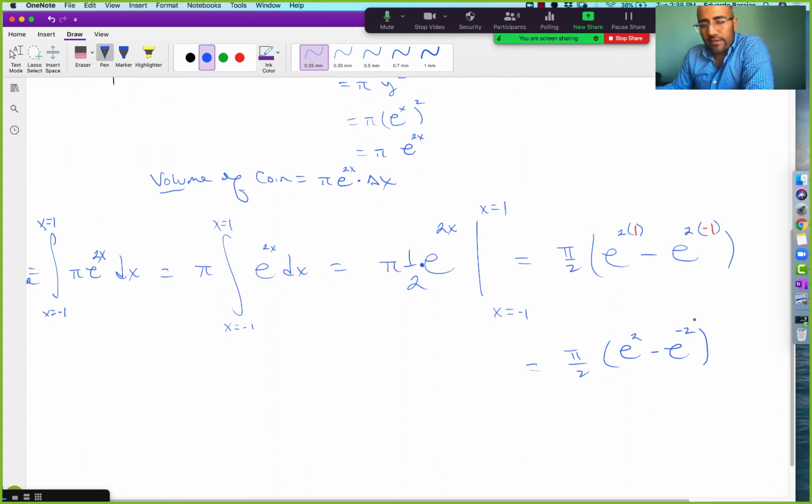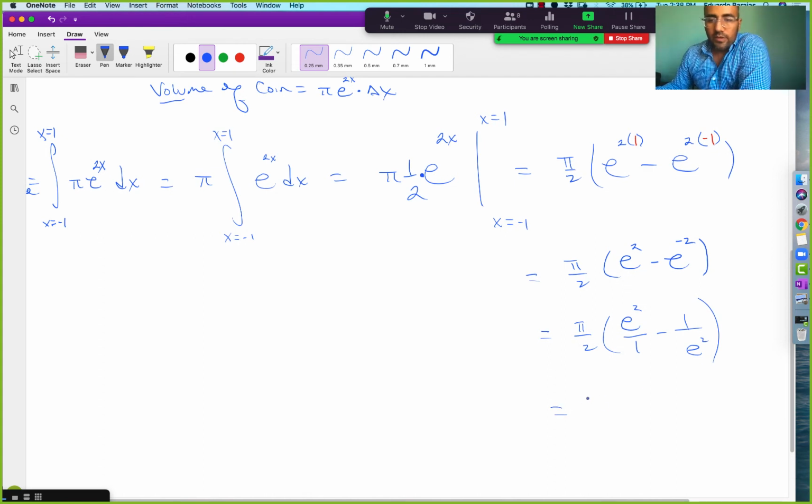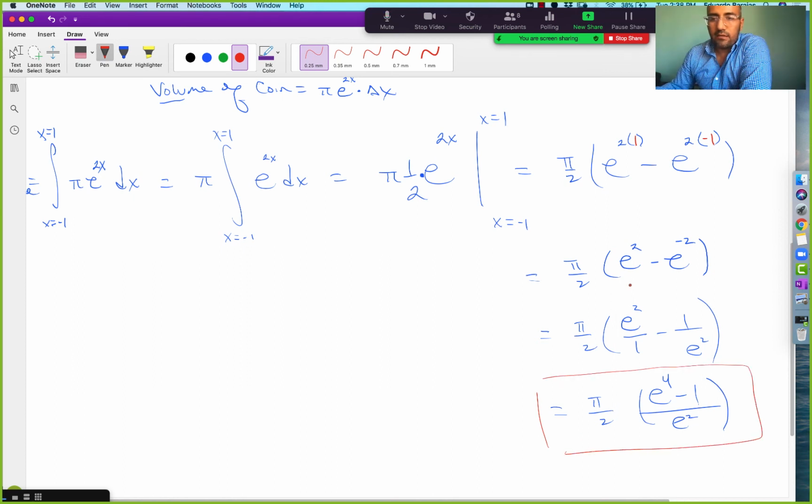Or if we want to rewrite it as 1 over e squared, I don't know if that's necessarily better, but we could do this. e to the second over 1 minus 1 over e to the second. So e to the second is the common denominator. So we can rewrite this as pi over 2, and then e to the 4 minus 1 over e to the second. I don't know if that's necessarily better, but we can do that. But I think maybe that's probably good enough there.